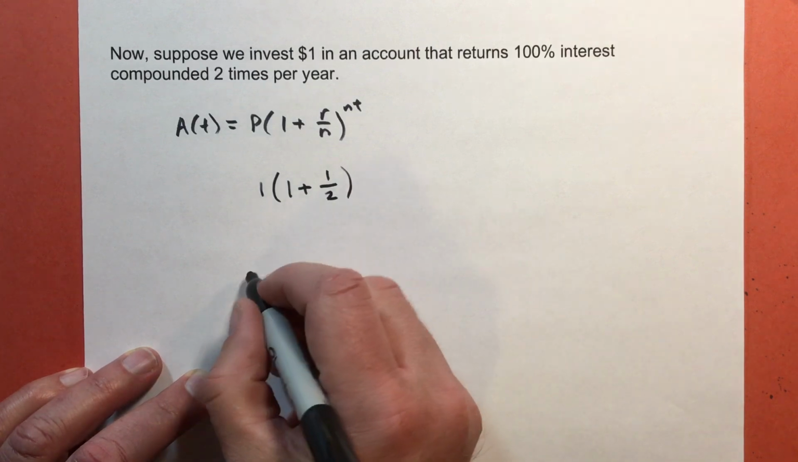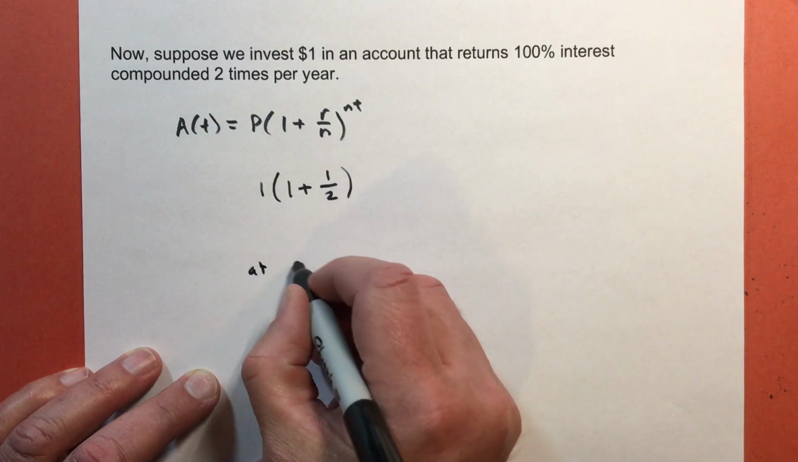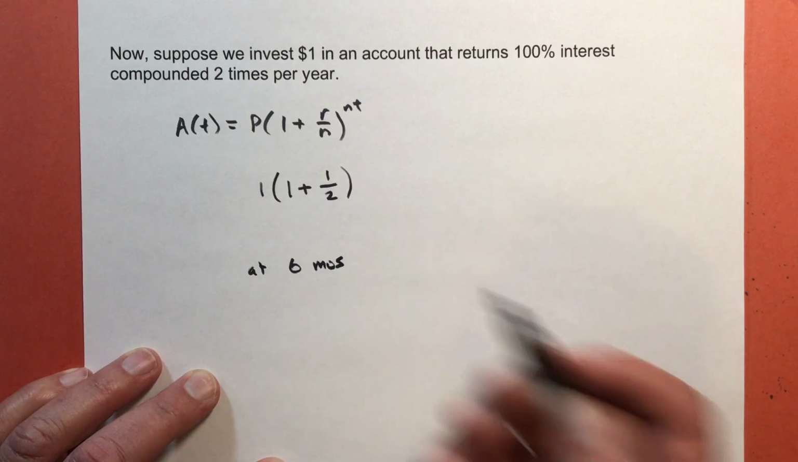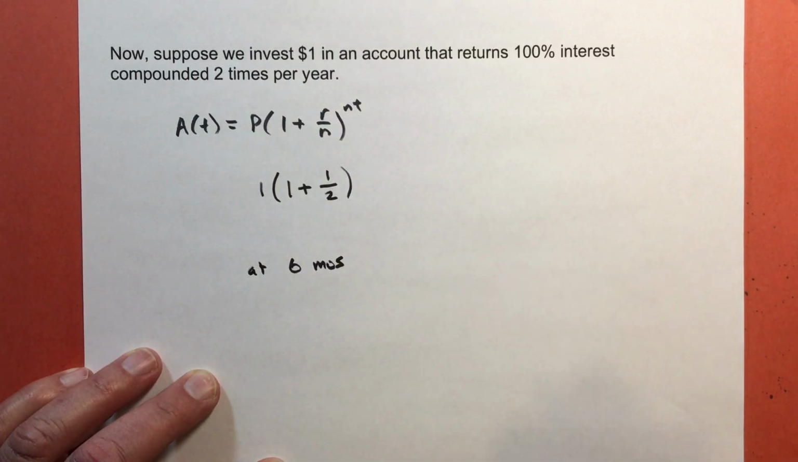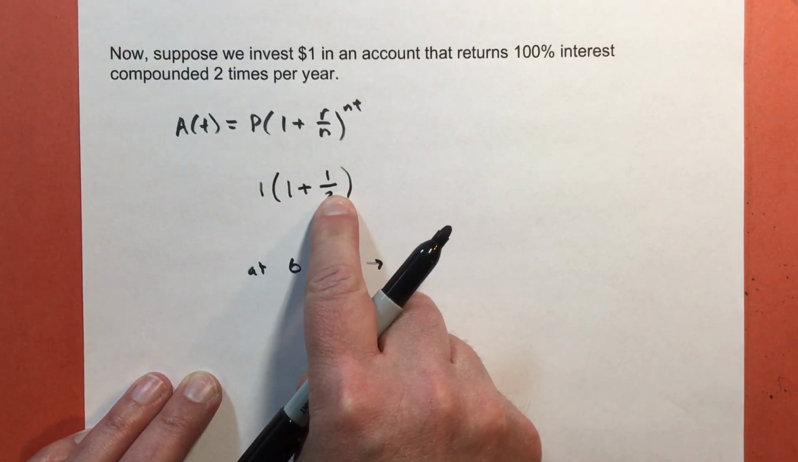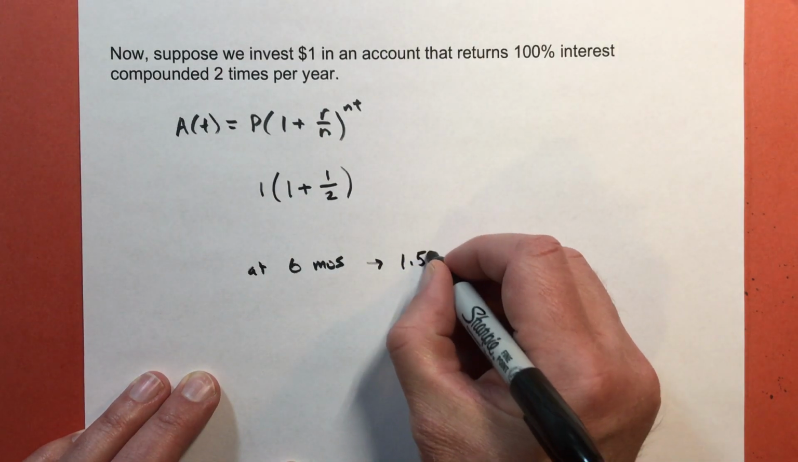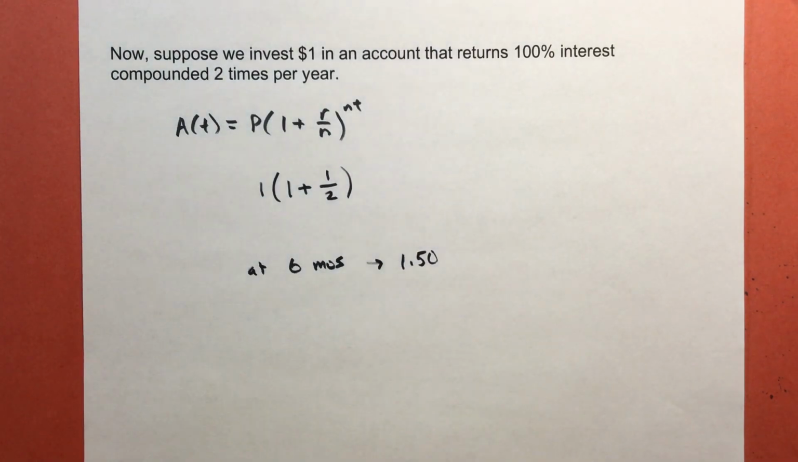All right, so at 6 months, which is half of the year, I'm going to get 1 plus 1/2, which is 1.5, times 1. I'm going to get $1.50. And that makes sense because if I'd waited the entire year, I would have gotten the whole $1. But I only waited half the year, so I got 50 cents.